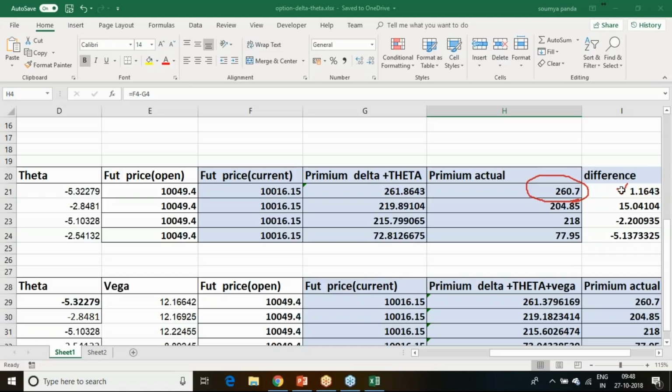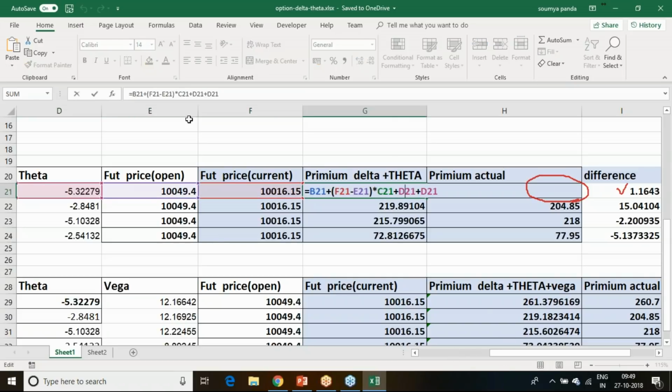Now the theta part is over. Theta along with the delta is giving you an exact calculation of how much the premium should be if the price falls by 20 or 30 points. First multiply the price change with the delta, add it to the premium, and then you have to take the theta. Theta is always negative.